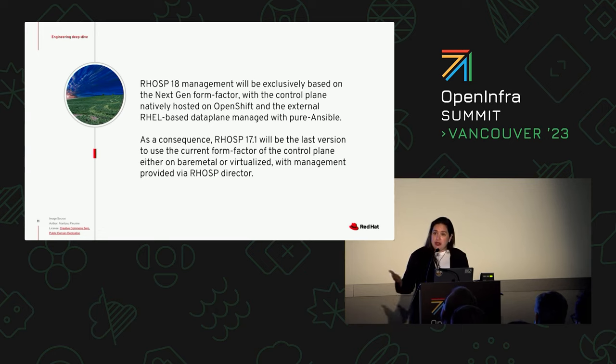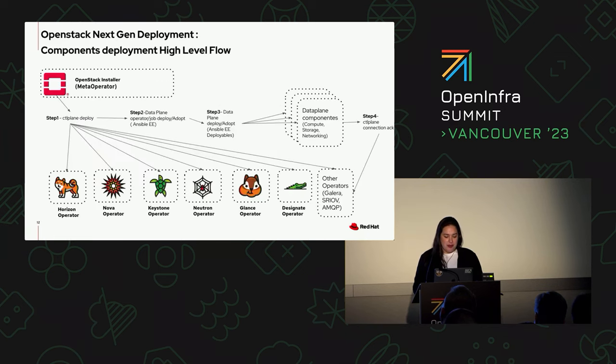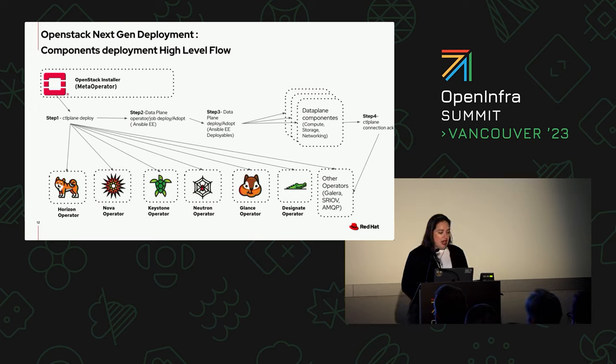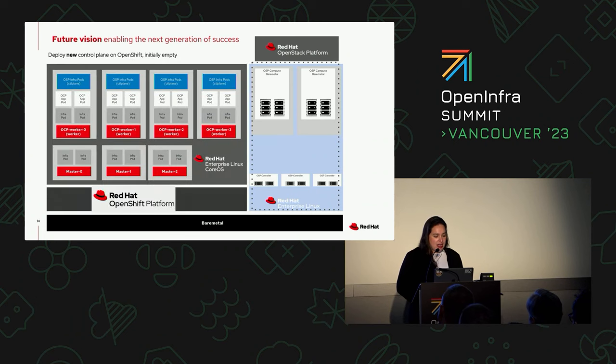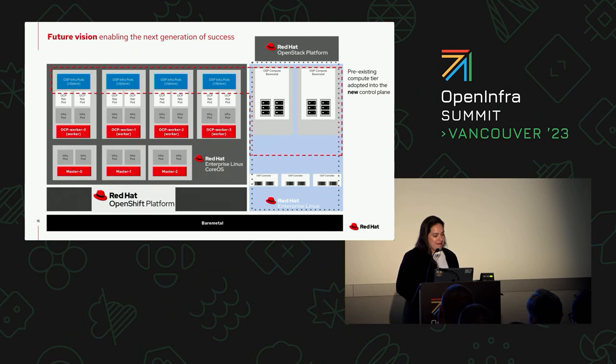Starting with our next release, 18, the management of OpenStack will be exclusively in this form factor. So the control plane will run exclusively on OpenShift. And then 17 will be the last release that we support Director. And this is a little bit of a high-level view of how things look. And with that, again, supporting this meta operator, you're going to see a lot of this as part of the demo. So here's the big picture. And now, Chris, help us out and tell us how this looks.